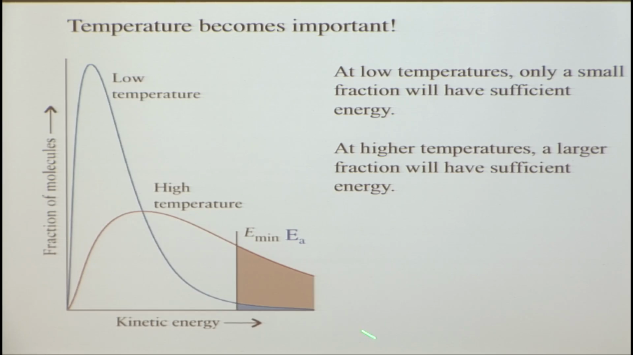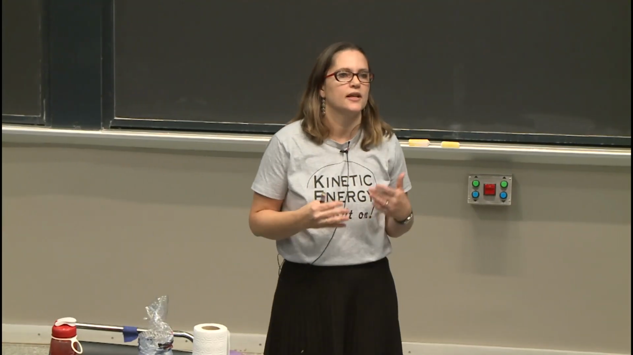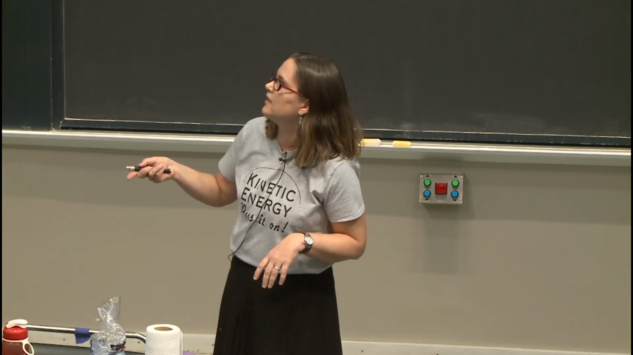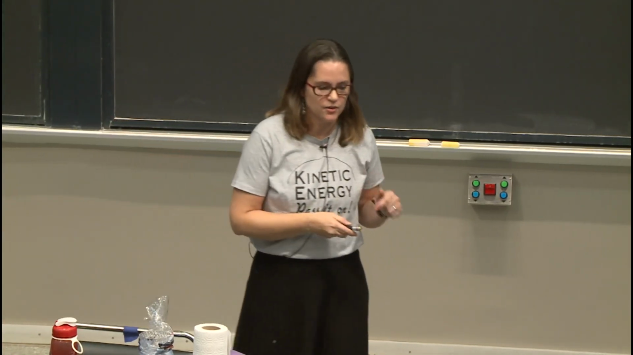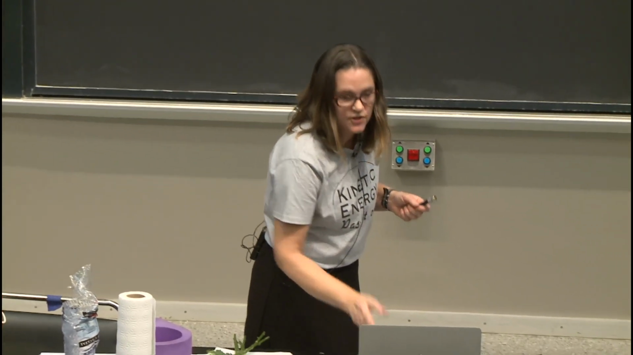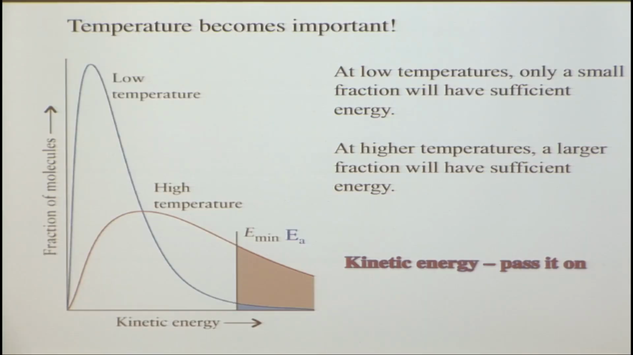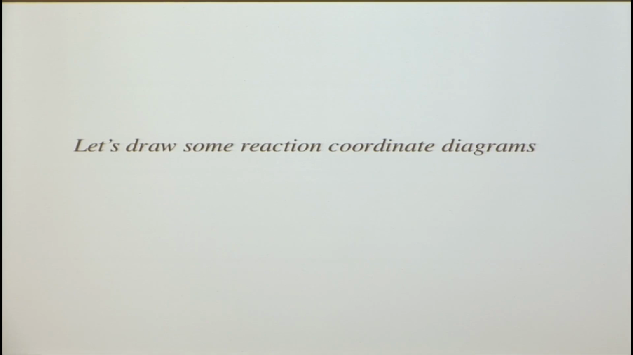Now, if you're at high temperature, more molecules have a higher kinetic energy. And if you see over here, shaded in orange, way more molecules have that critical energy, have that energy necessary to distort those bonds and go on to make a molecule. All right, so here's just where temperature is important. So kinetic energy, pass it on. All right. So let's draw some reaction coordinates and think about what's going on.